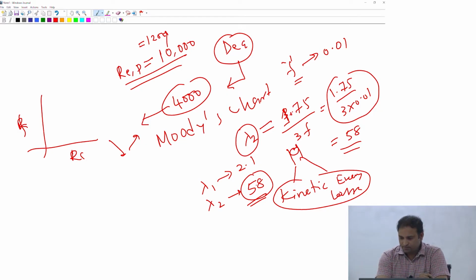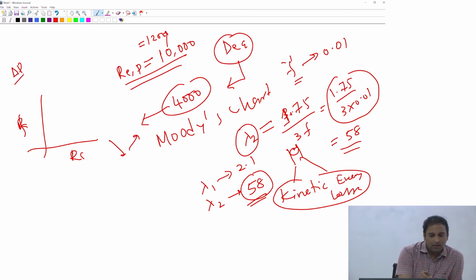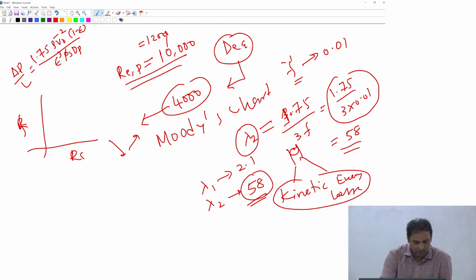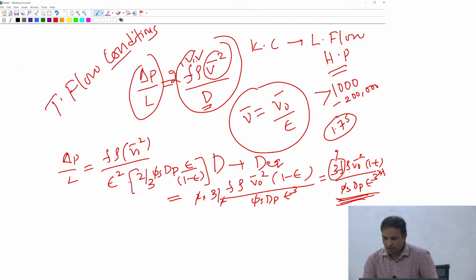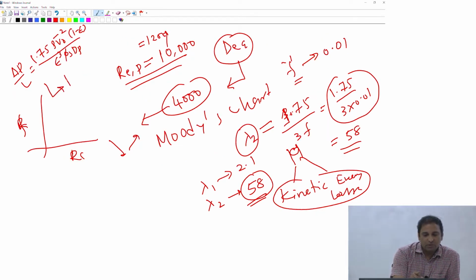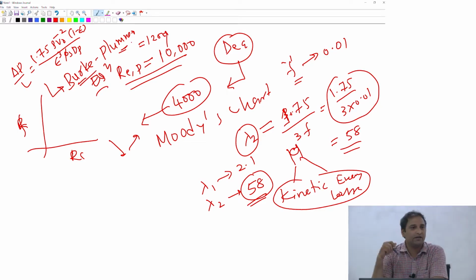So I'll go back to the next expression. This delta P by L is 1.75 into rho V naught bar square into 1 minus epsilon divided by epsilon cube into phi s into dp, right? That's the expression that we developed in the previous slide. That's your rho V bar square 1 minus epsilon phi s dp epsilon cube, multiplied by 1.75. This is what is called the Burke-Plummer equation, B-U-R-K-E, P-L-U-M-M-E-R. These are the two folks who came up with this expression, again in the 1940s.